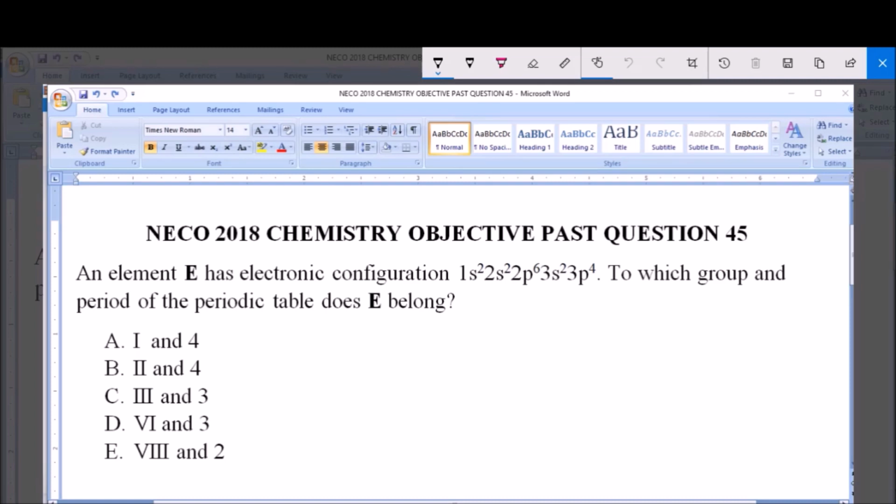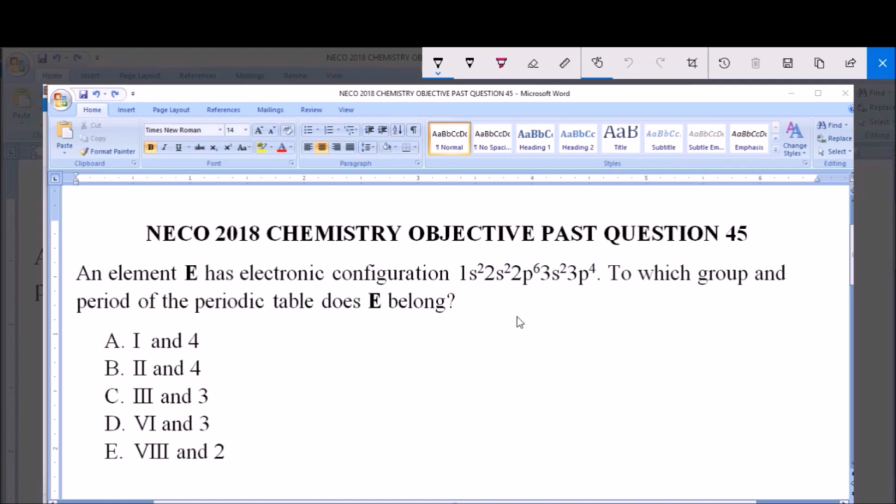I will be answering NECO 2018 Chemistry Objective Past Question 45. An element E has electronic configuration 1s2, 2s2, 2p6, 3s2 and 3p4. To which group and period of the periodic table does E belong? The options are A, group 1 and period 4; B, group 2 and period 4; C, group 3 and period 3; D, group 6 and period 3; and E, group 7 and period 2.